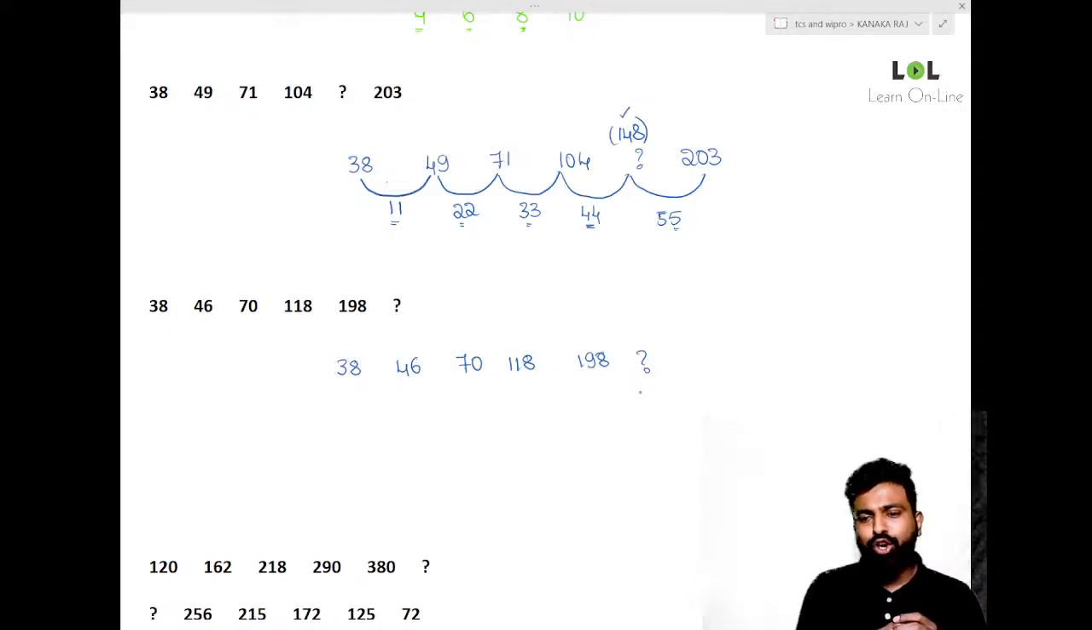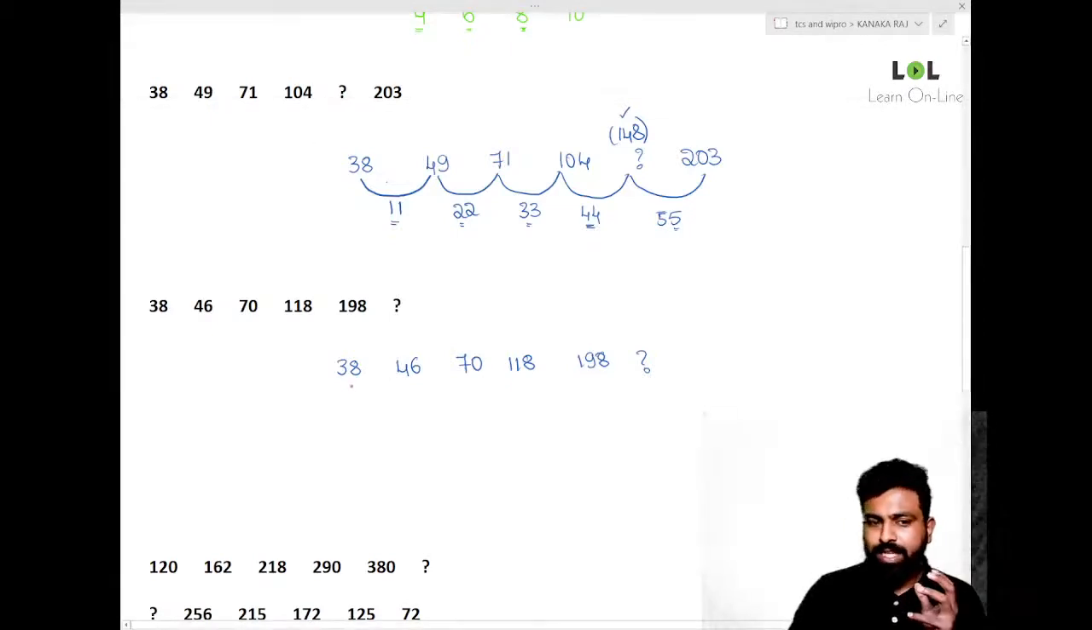No, Chandana, it's not 240. Difference. Yes, our first step. What is our first step? What kind of series is this? It is a difference series. So I'll start taking the difference here. 38 and 46, what is the difference? 38 plus 8 gives you 46. 46 and 70. 46 plus 4 gives you 50, plus 20 gives you 70.